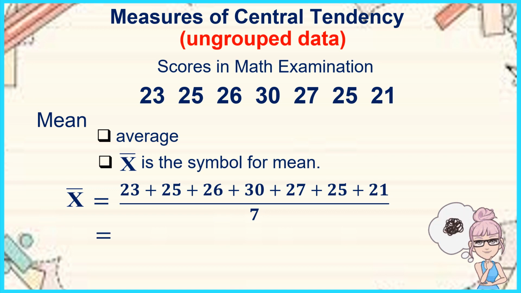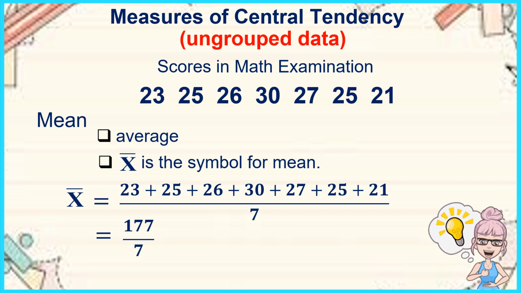Continuing, we have 177 over 7. And what is 177 divided by 7? Correct. It is equal to 25.29, rounded to 2 decimal places.